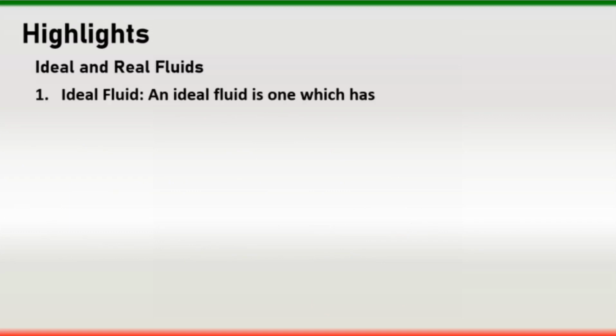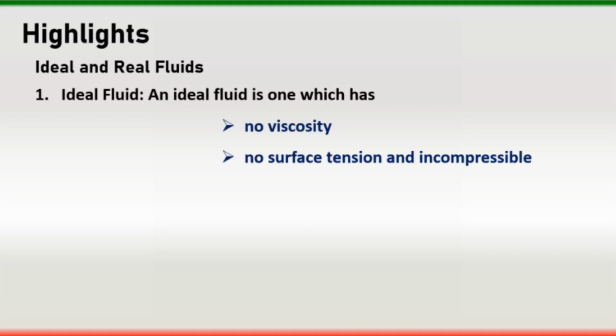An ideal fluid is a theoretical concept used in fluid mechanics. It's characterized by the following properties. An ideal fluid doesn't have viscosity. This means that an ideal fluid has no internal friction between the particles. It flows without any resistance. An ideal fluid exhibits no cohesive force at its surface, and an ideal fluid is incompressible. The density remains constant regardless of changes in pressure.